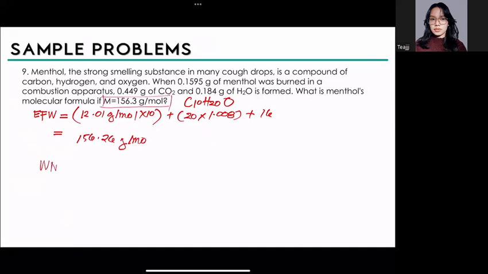Compare that with the given molar mass. To get the whole number multiplier, you just take the given molar mass and divide it by the EFW, 156.26. In this case, the answer will be very close to 1. So that's 1.00 something, so we can just round it off to 1. Meaning, our molecular formula will be the same as our empirical formula, which is C10H20O. Okay?